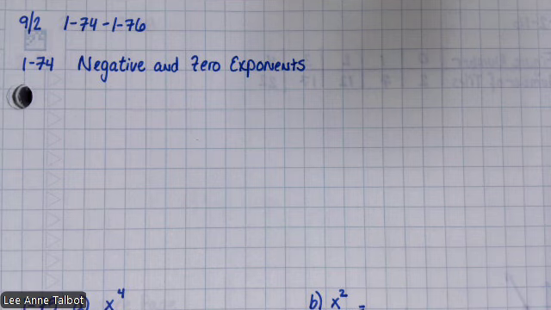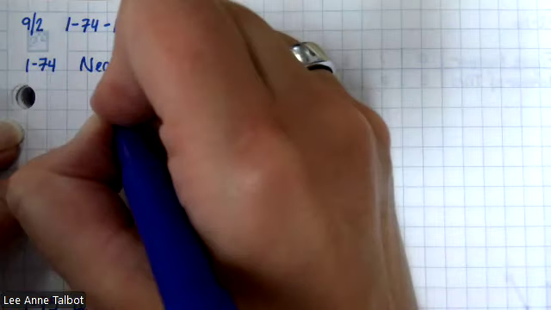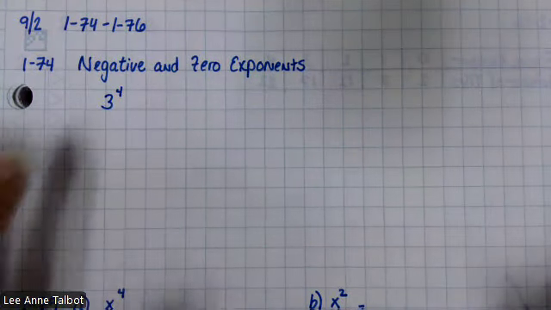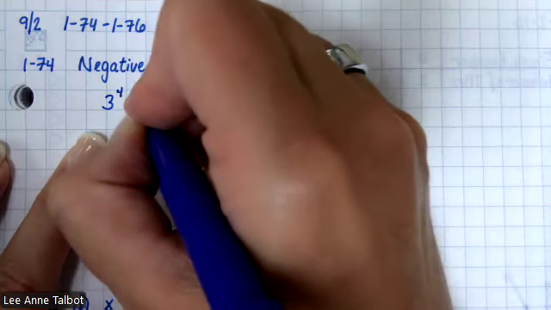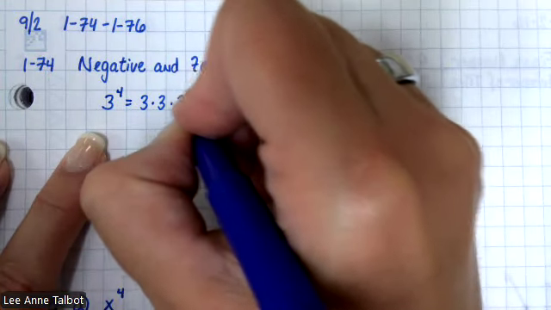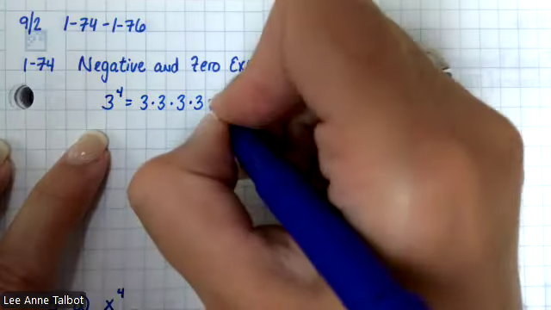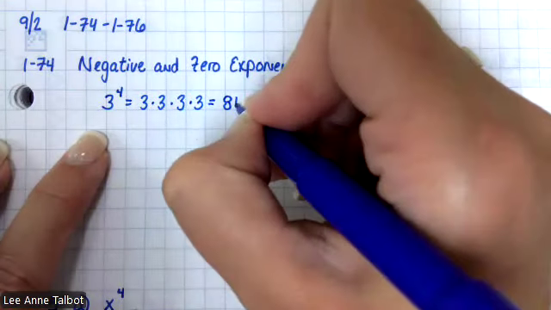Okay. But before we start that, I'm going to do a demo for you up here, which is going to hopefully help your brain wrap its mind around a negative exponent. And I'm going to use a number instead of a variable just to help us out. So I'm going to start with 3 to the 4th power. And 3 to the 4th power is 3 times 3 times 3 times 3, which is 81.